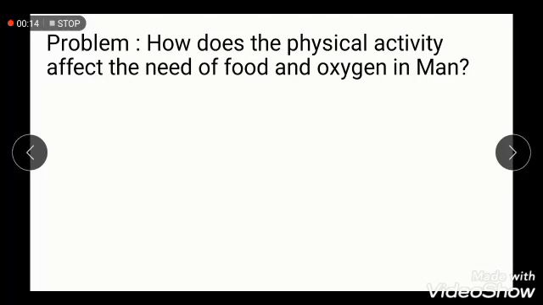But as we know, we have many activities, and the effort of these activities varies according to the type of activity. For example, running is different than walking. So does the need for oxygen and food vary according to the effort that we exert during a physical activity? Let's ask this question and let's start our lesson with this problem.